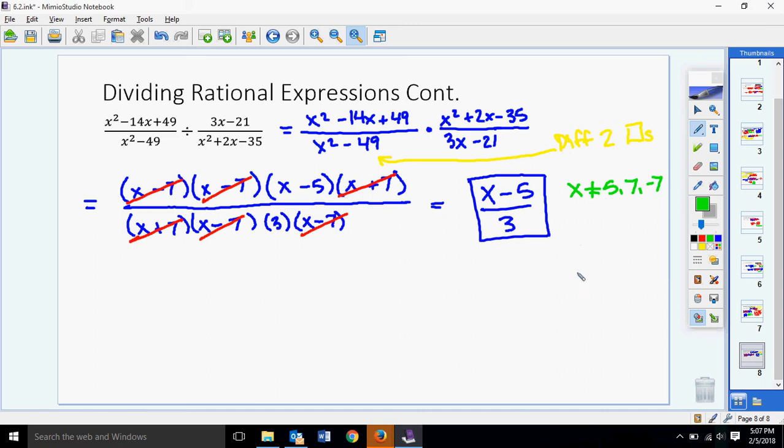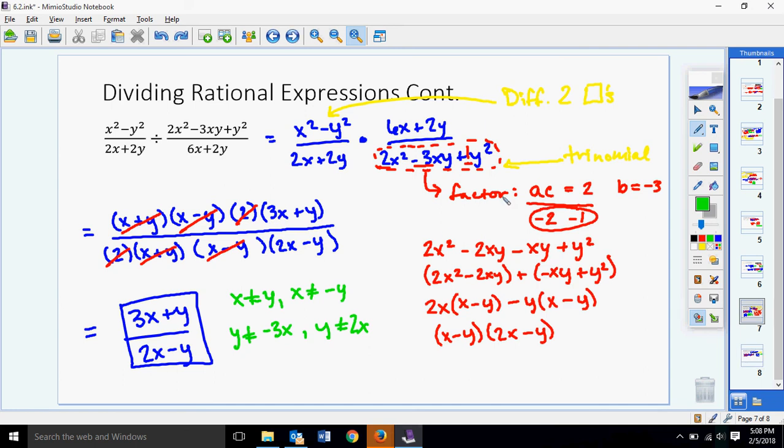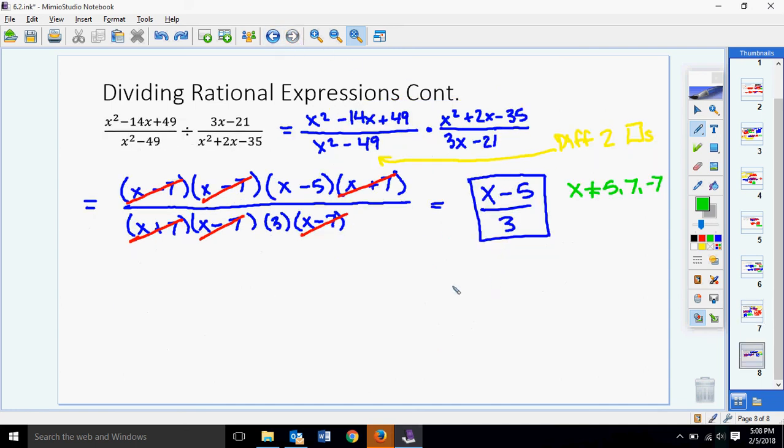So it's very, very critical you understand how to factor, especially difference of two squares, trinomials, and trinomials that have a first coefficient that isn't 1, like we did over here in red. And if you can factor, you're going to be successful in 6.2, multiplying and dividing rational expressions. If you have questions, please ask Miss Eck.